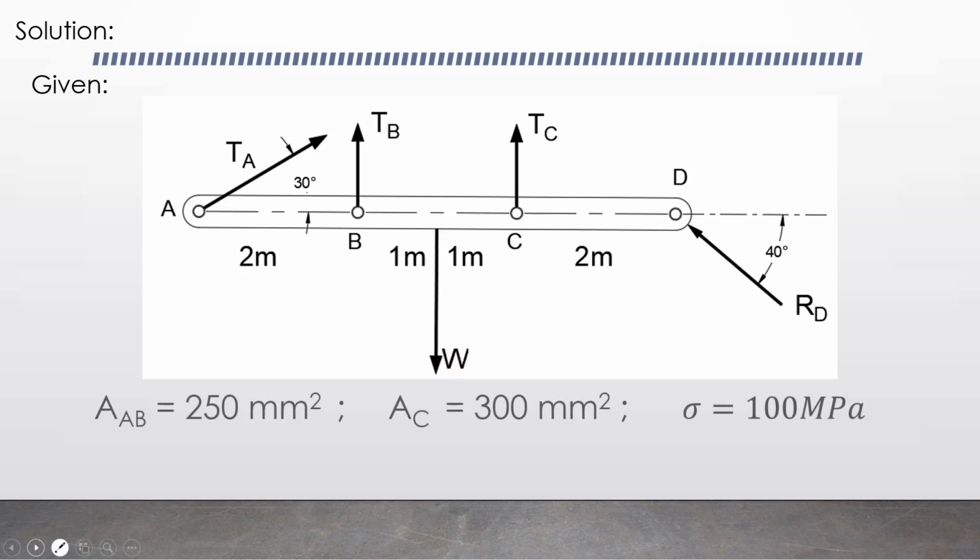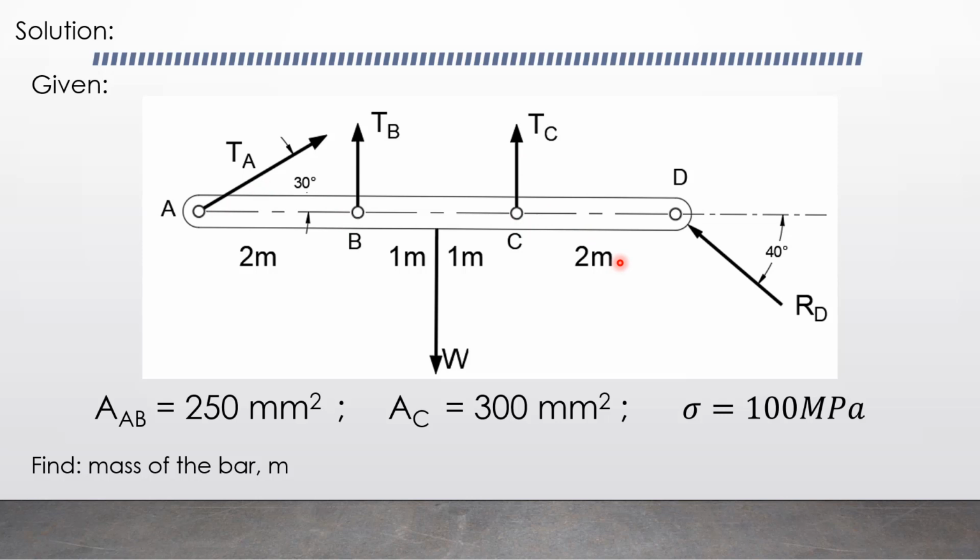And then from the problem, the area of cable AB is 250 millimeters squared. The area of cable C is 300 millimeters squared. And the allowable stress for both cables is 100 megapascal. We are asked to find the maximum mass of the bar so that cable AB and cable C will not be damaged.